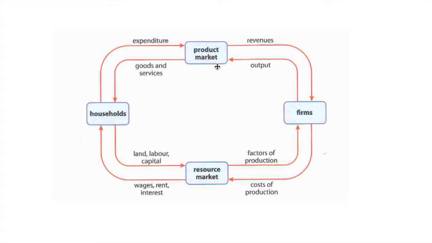But first of all, what's important from this diagram is that there are two kinds of markets, the product market and the resource market. The product market is what we're more aware of, I guess. It's where you buy goods and services, where you consume goods and services. For example, supermarkets, stores, all kinds of things. These are product markets. And there's another market, the resource market.